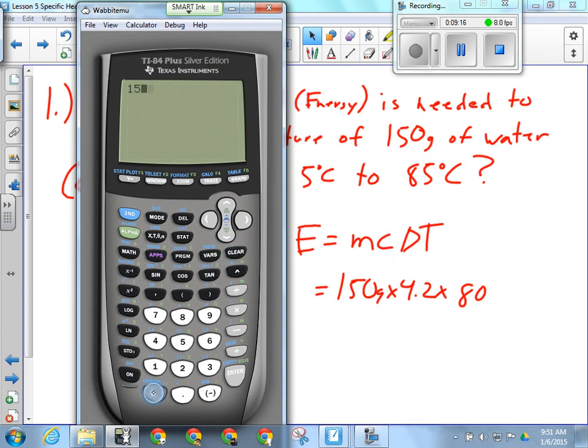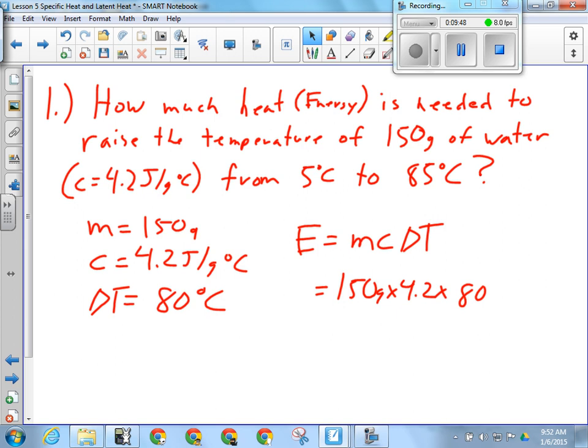All right, so 150 times 4.2 times 80. Okay, 50,400 joules. Is that a lot? It is. That's a lot. You would probably not eat that much food energy in a week. Well, unless you were having McRottens every day or something, then you might. All right, that makes sense? So 50,400 joules.